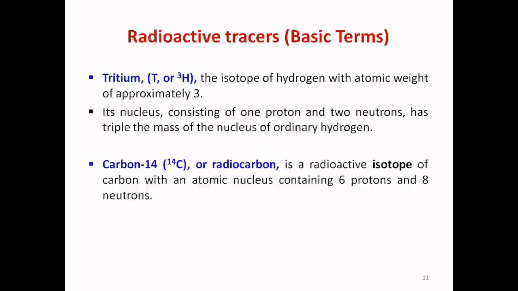So these are the classical examples of radioactive tracers. First one is tritium. This is the isotope of hydrogen with atomic weight of approximately 3. So how did the number 3 come into being? Its nucleus consists of 1 proton and 2 neutrons. It has triple the mass of the nucleus of ordinary hydrogen. So tritium, that is H3 or T, is a very widely used radioactive tracer. Similarly, radiocarbon or carbon-14 is a radioactive isotope of carbon with the atomic nucleus containing 6 protons and 8 neutrons. So it is 6 plus 8, so carbon-14 or radiocarbon.